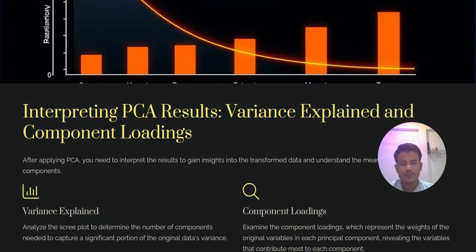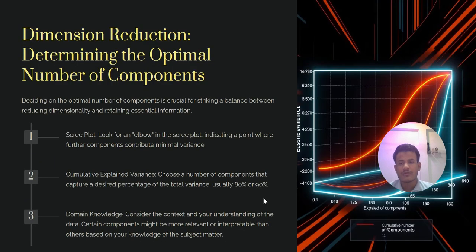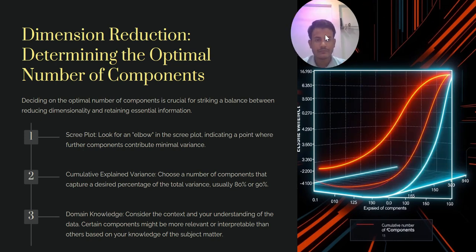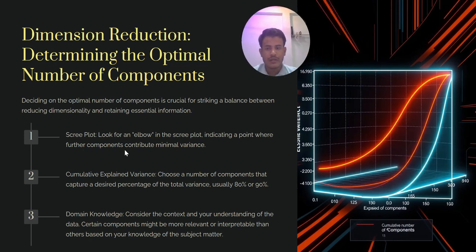Let's move to our next topic. So, dimension reduction: determining the optimal number of components. Deciding on the optimal number of components is crucial for striking a balance between reducing dimensionality and retaining essential information. First one is the scree plot. Look for an elbow in the scree plot, indicating a point where further components contribute minimal variance.